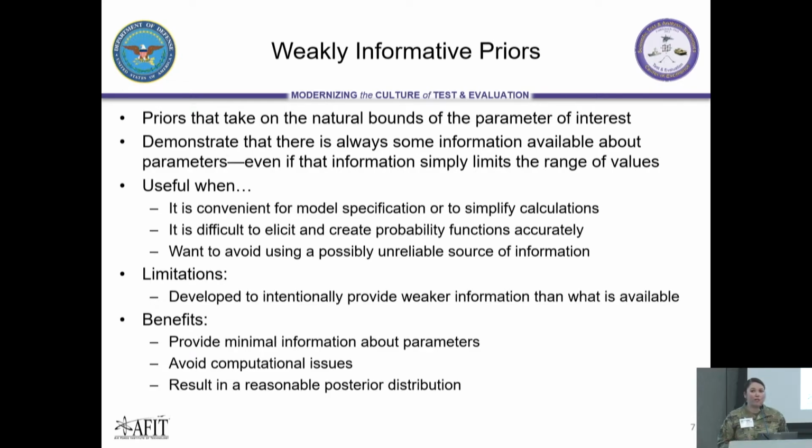So with that, we can use these weakly informative priors to start giving us some of the benefit of informative priors while still remaining diffuse about the limitations to what we know. The limitation of these types of priors is that we are intentionally being weaker than the current information that we have available. And when we do that, we aren't getting as much benefit from our priors as if we use all of the information available.